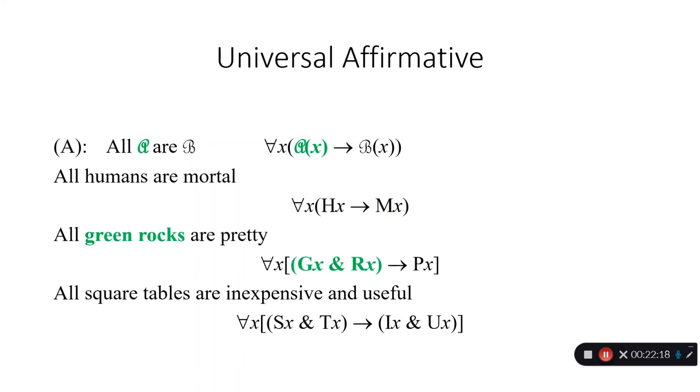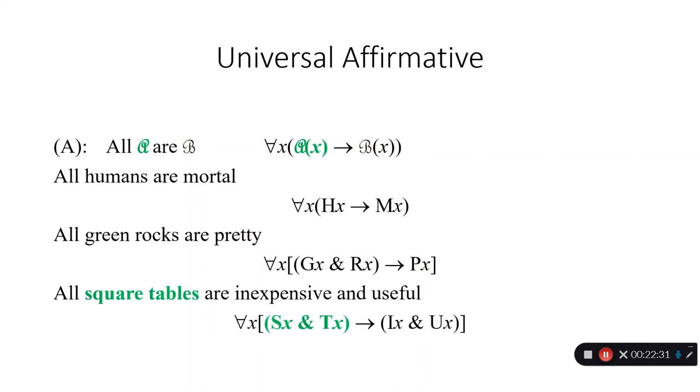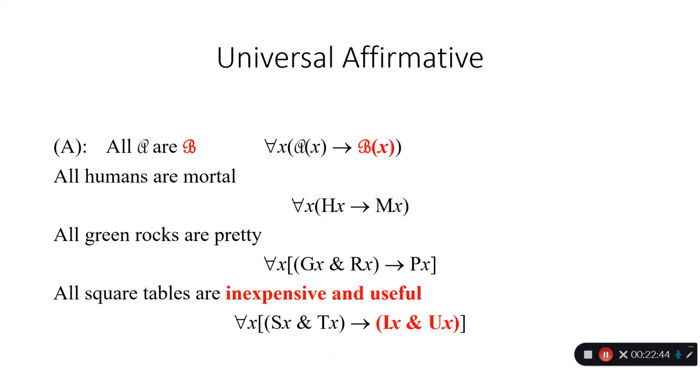As you can see, for the more complicated expression, A, green rocks, goes where the AX goes, where the GX and RX is. And similarly, the right-hand side corresponds. And finally, in the final expression, square tables goes where the A is, that's where the AX is, that's where SX and TX is. That expresses being a square table. And the right-hand side, inexpensive and useful, is put together in conjunction there in that final statement.